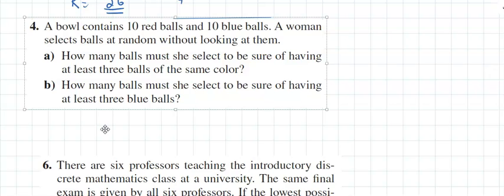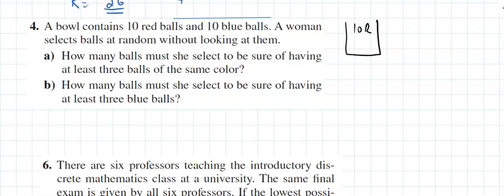Now, if I look at number 4, a bowl contains 10 red balls and 10 blue balls. A woman selects balls at random without looking at them. Okay, so we have 20 total. How many balls must she select to be sure of having at least 3 balls of the same color?